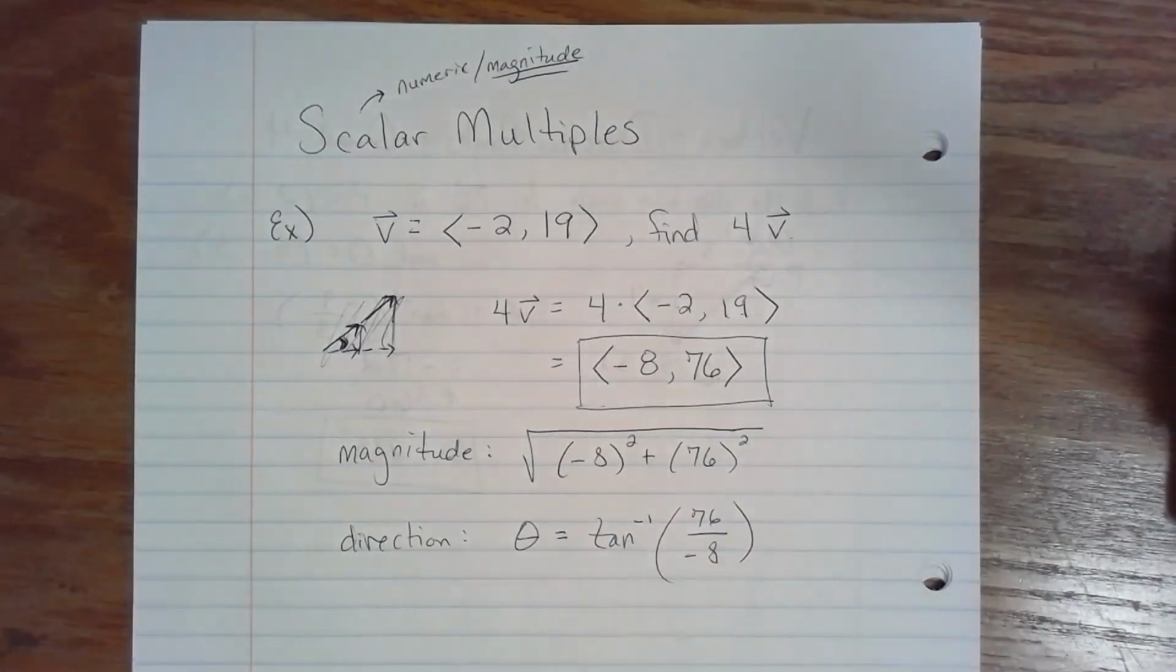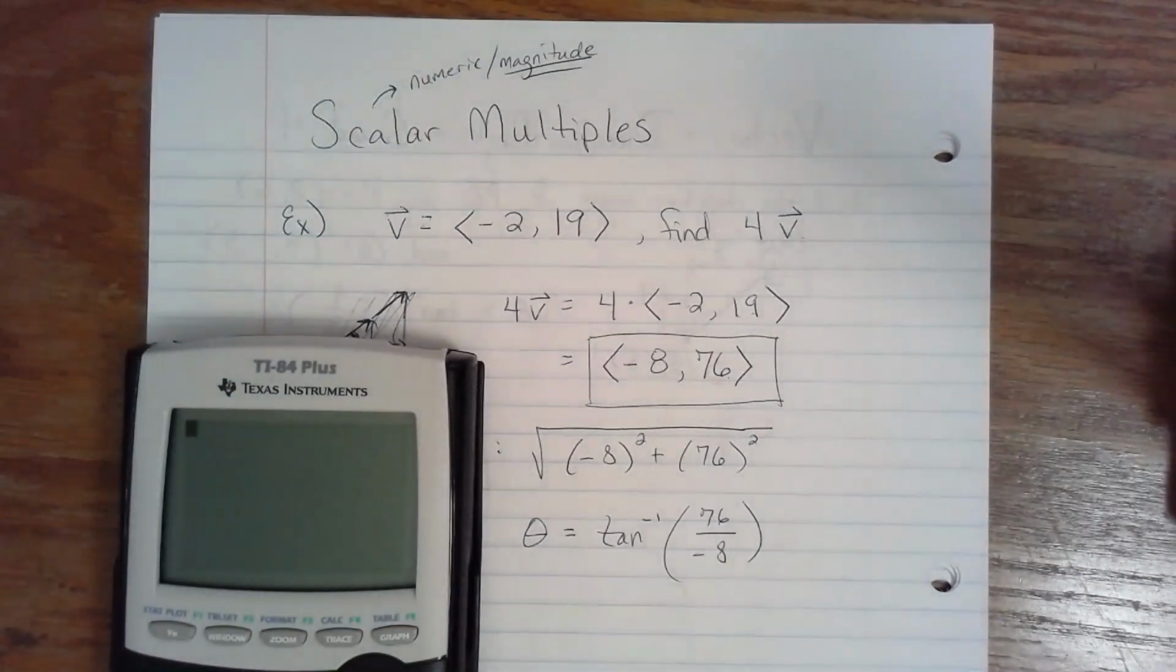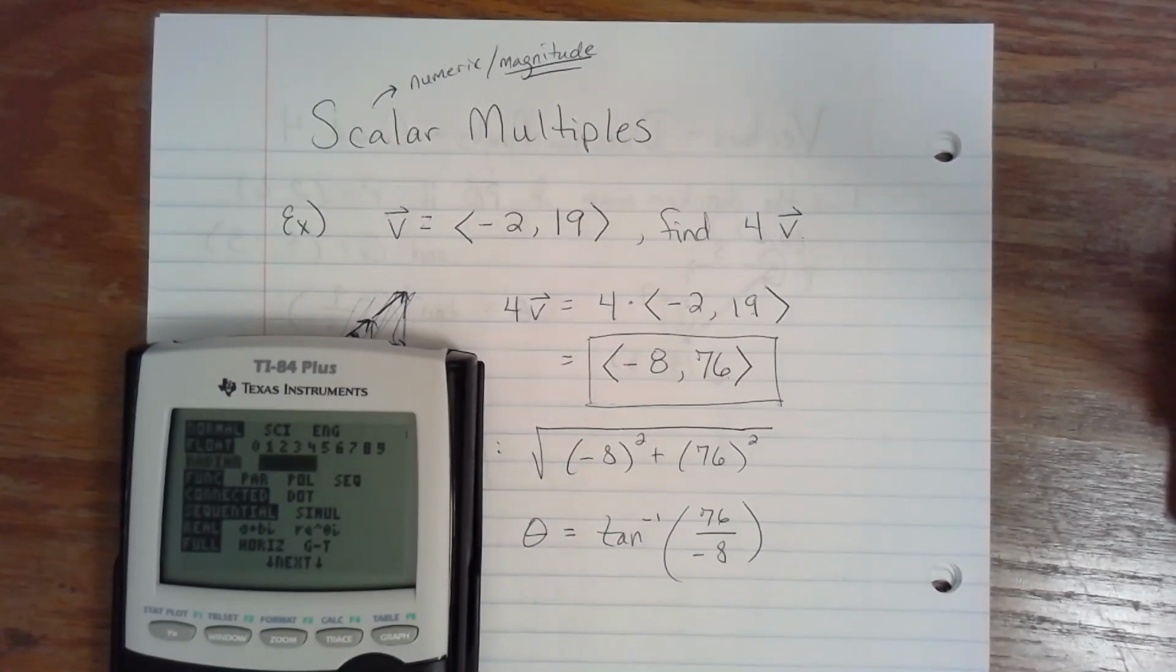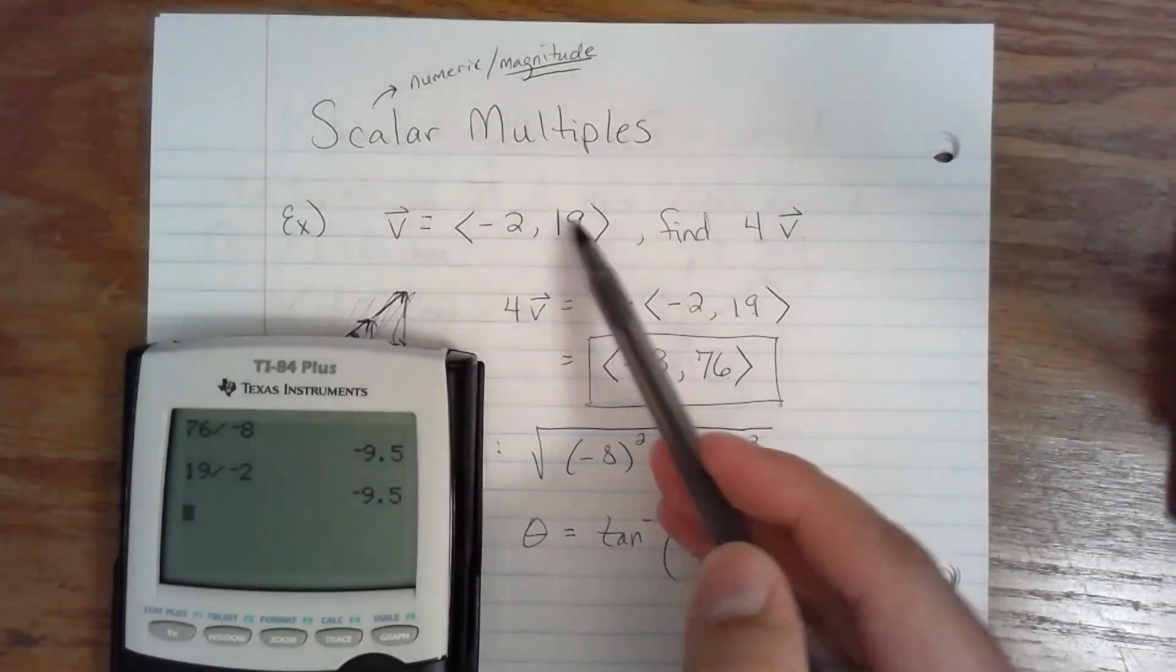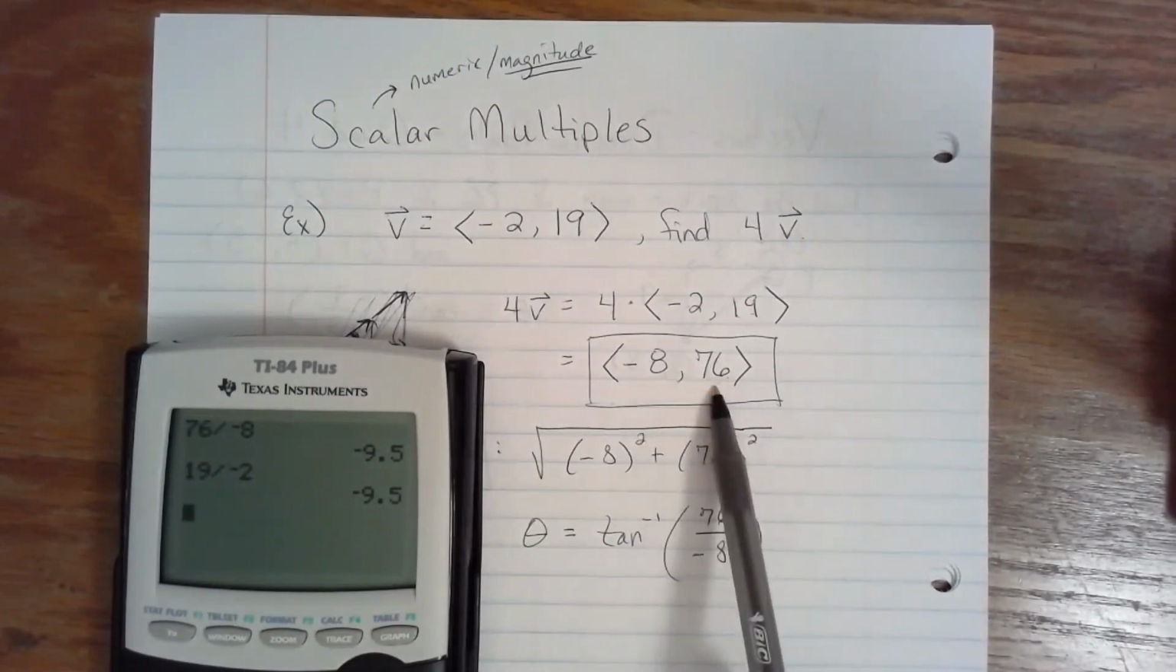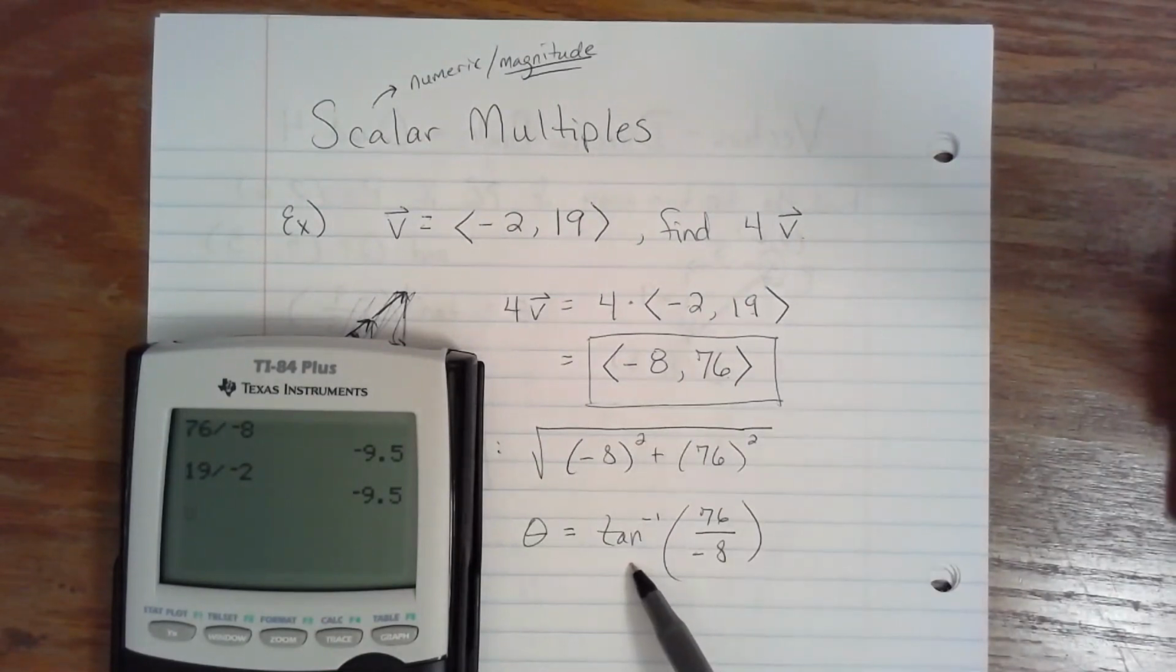And I want to point out something with this because this is another way to illustrate and demonstrate that your direction will be the same. First of all, I'm going to go to mode on my calculator. This is always a good thing to do, especially if it's been reset. Make sure we're switched over to degree mode. I want to notice that 76 divided by negative 8 is actually the same thing as 19 divided by negative 2. The ratio of y to x is the same for both of these, which means I'll get the same inverse tangent statement down here either way. This is kind of just further evidence that scalar multiples like this do not change direction.